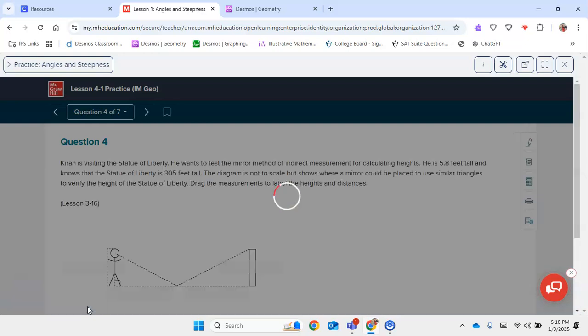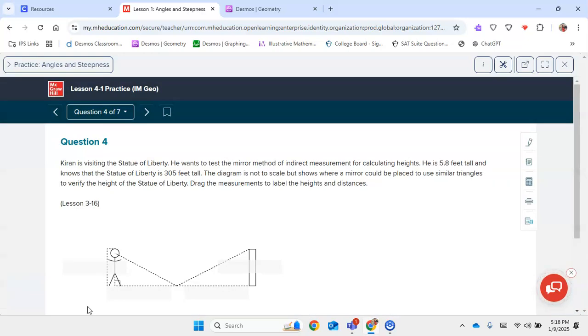Question 4. Kieran is visiting the Statue of Liberty. He wants to test the mirror method of indirect measurement for calculating heights. He is 5.8 feet tall and knows that the Statue of Liberty is 305 feet tall. The diagram is not to scale, but shows where a mirror could be placed to use similar triangles to verify the height of the Statue of Liberty. Drag the measurements to label the heights and distances.